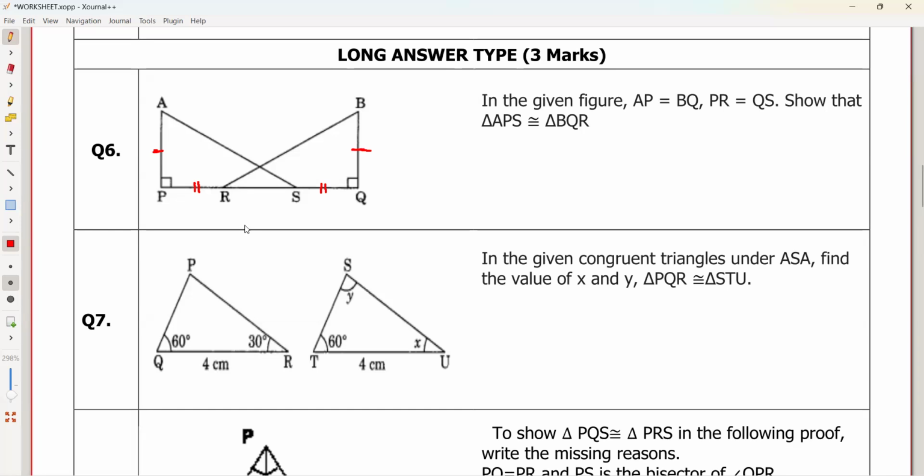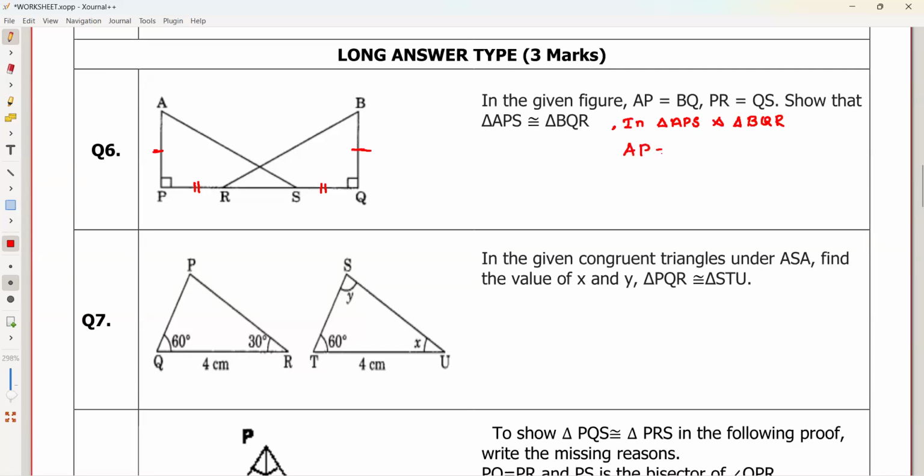Side angle side, sir. Side, angle, angle, side. Okay, first you choose the triangle. So I'm just choosing the triangle. In triangle APS and triangle PQR. So what is given first?